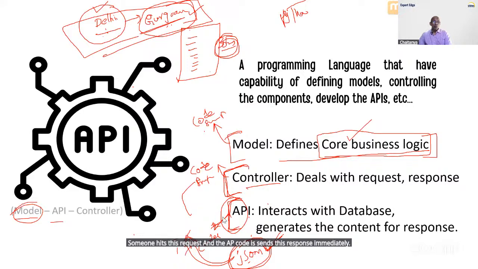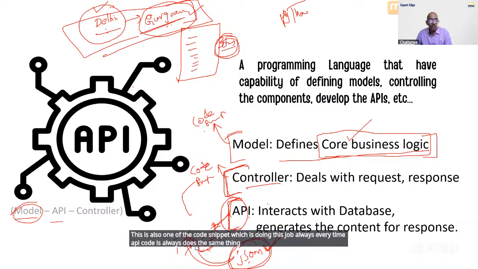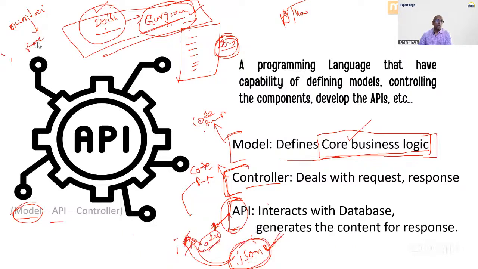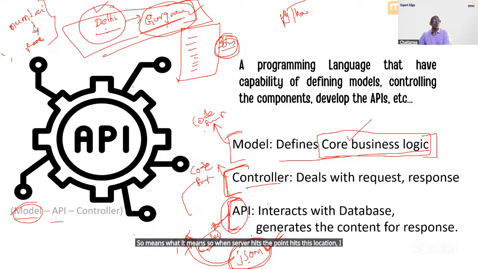This is also one of the code snippets which is doing this job every time. API code always does the same thing. For example, tomorrow I'm traveling, let us say, from Mumbai to Pune. So what does it mean? When the client hits this location, Mumbai, I need the traveling buses between Mumbai and Pune.